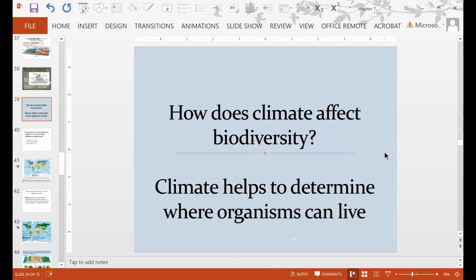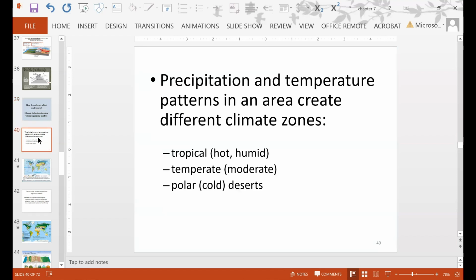So how does climate affect biodiversity? Climate helps to determine where organisms can live. So precipitation and temperature patterns in an area will give us different climate zones. So we have tropical, which is hot and humid, temperate, which is your moderate climate zone, and your polar, which is cold climate zone. It's also pretty dry, so we do actually have polar deserts.